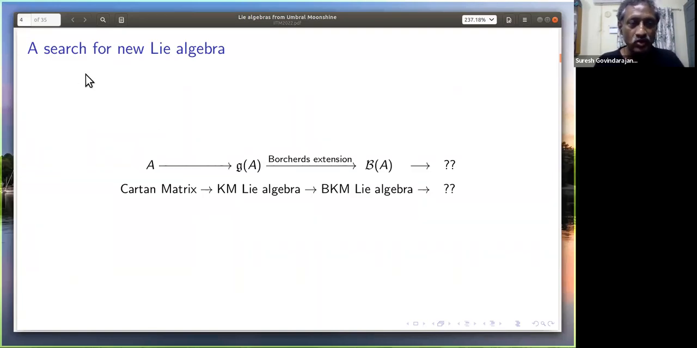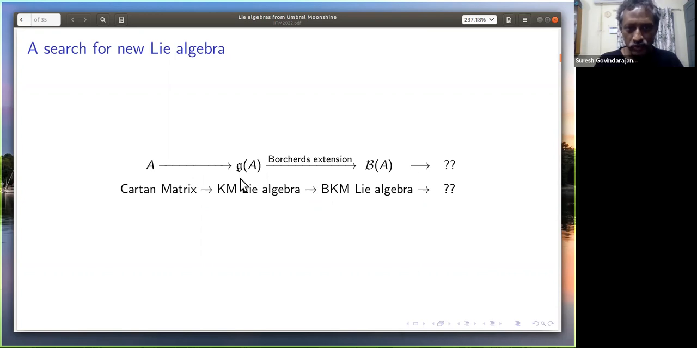So the goal, which has not been achieved, is to search for a new kind of Lie algebra. It's a kind of map, which is again not the way we physicists think about Lie algebras. You start with the Cartan matrix A, and from that you get something which I will write as G of A, which is a Kac-Moody Lie algebra. I'll explain how this route goes. Then there is an extension of this due to Borcherds, and that will give you another kind of Lie algebra, which is called the BKM Lie algebra.